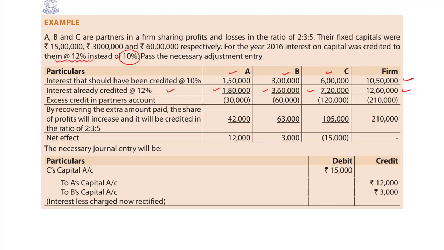This 2,10,000 is to be distributed in the ratio of 2:3:5. So 2,10,000 multiplied by 2 by 10 is 30,000. Excess credit given on account, so excessively we have given 30,000. 1,80,000 minus 1,50,000 is 30,000. 3,60,000 minus 3 lakh is 60,000 extra. 7,20,000 minus 6 lakh is 1,20,000 extra.